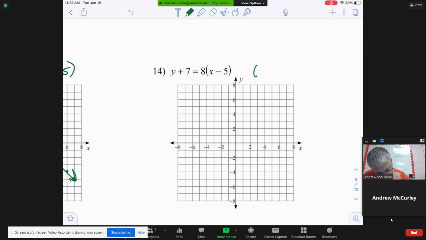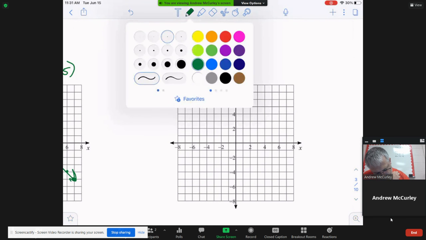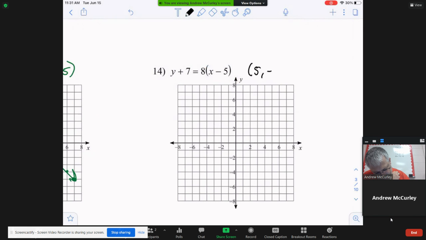Let me grab a new color. I like grabbing different colors. How about 5 and -7? So 5, -7. Now this one, the slope is 8. So up 8, all the way up 8 over 1. I guess that's all we can do because we'd be off the graph after that. So this one's going to look kind of like this. Why didn't that work? Try that again. There we go.